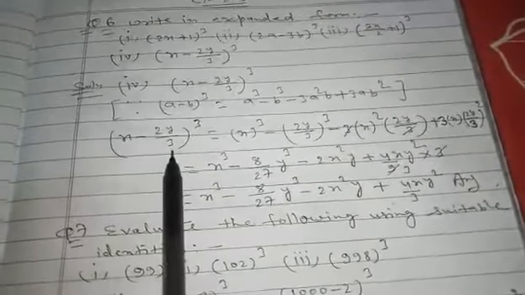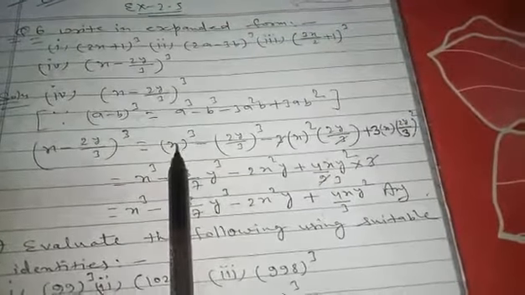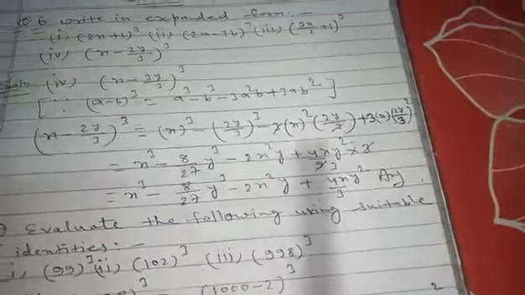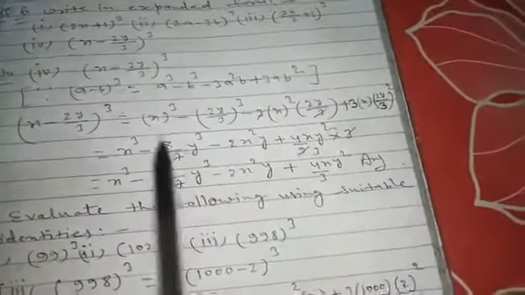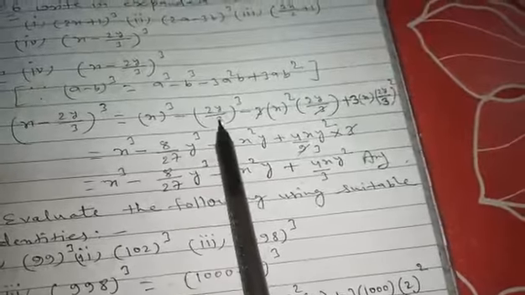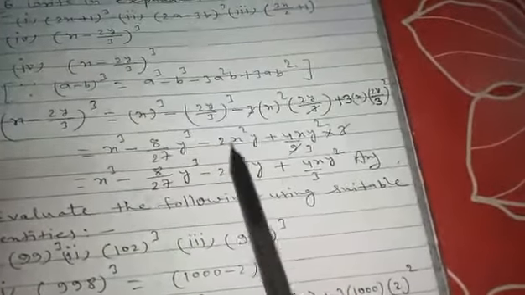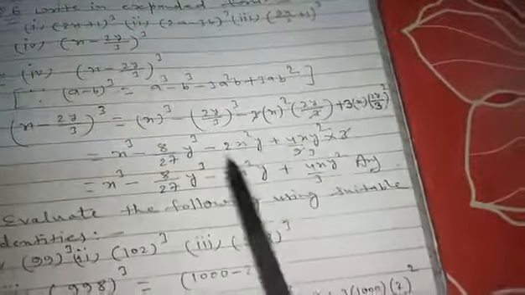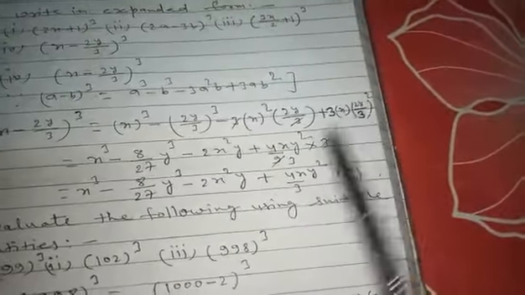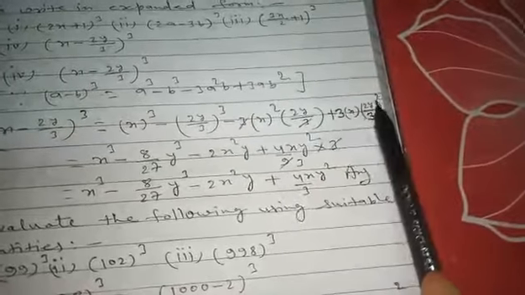So you see (x minus 2y by 3) whole cube is equal to x cube minus (2y by 3) whole cube minus 3x square y plus 3x and (2y by 3) whole square. Now you simplify it, that is x cube minus 2 to the power 3 means 8, 3 to the power 3 means 27, y cube minus 3 cancel 2x square y minus 2x square y and finally plus 4 by 9 x y square into 3 is 9.